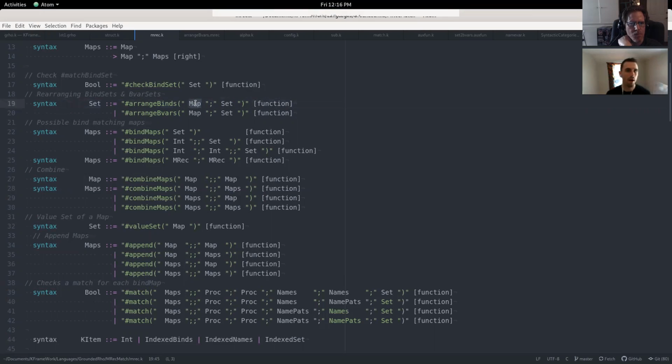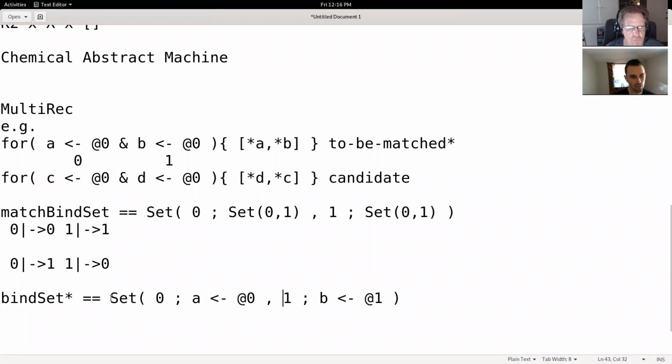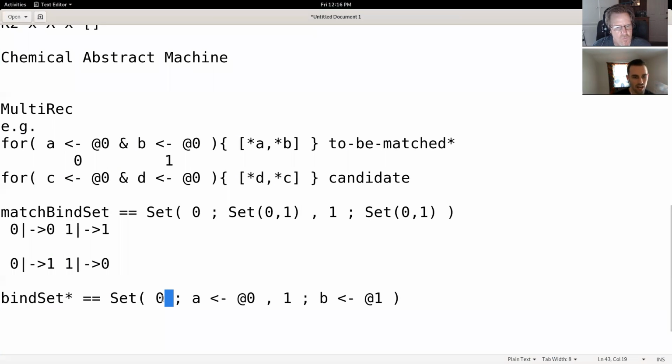And then it also takes a map, and I'm calling this function arrange binds. It takes a map and a bind set, and it returns a set, which turns out to also be a bind set. The way it does it is it's going to take this bind set and a map like 0 to 0, 1 to 1, and look at just the index. If it's 0, it'll change it to 0, so not much change. And if it's 1, it will change it to 1, so not much change either.